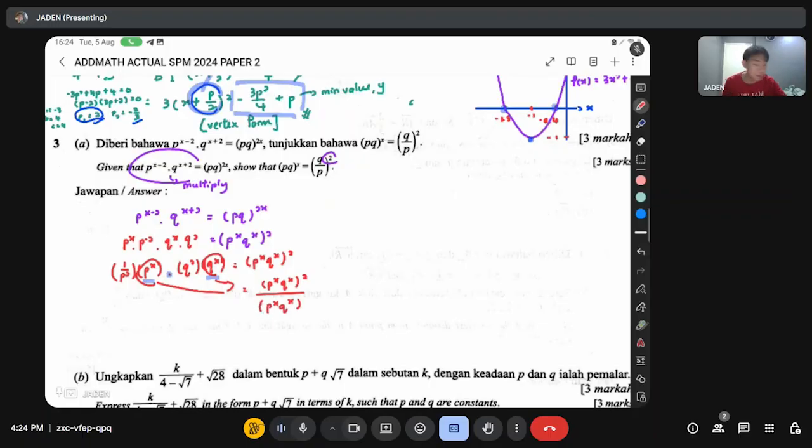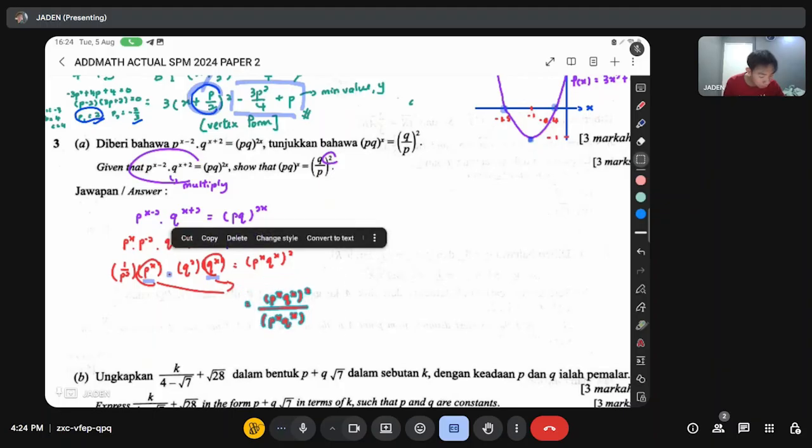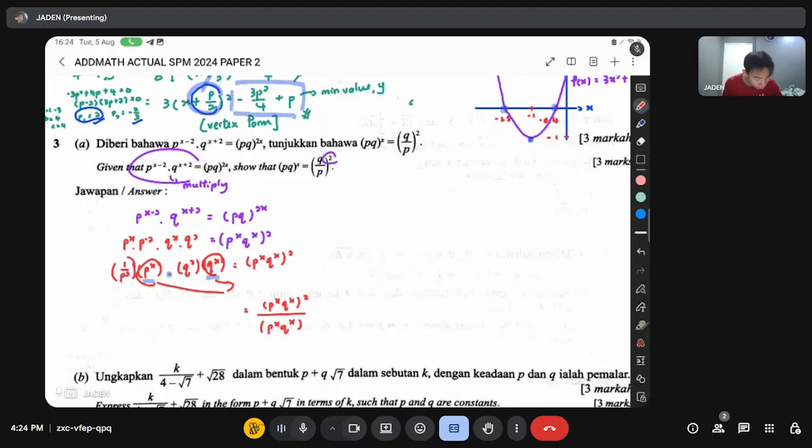On my left hand side, I will only be left with what? Only 1 over p square and also q square. Imagine if q square is multiplied with 1 over p square, what do you get? You get q square over p square. That is what you're going to get on the left hand side.